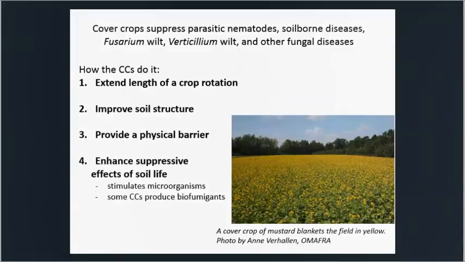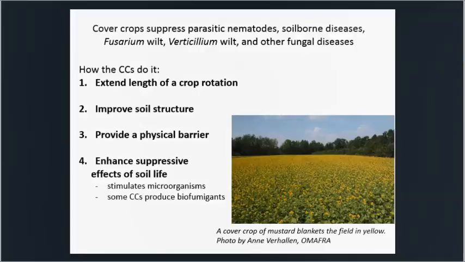So how do the cover crops achieve this disease suppression? First of all, you are extending the crop rotation. So if you're growing maize and then you want to grow soybean thereafter, in between, if you can have some sort of like cereal rye, it's a non-host of the pathogen that may get into soybean. Therefore, you've just extended the length of the crop rotation. By having that non-host, you are reducing the inoculum levels of the pathogen that would have otherwise caused problems for the subsequent crop.